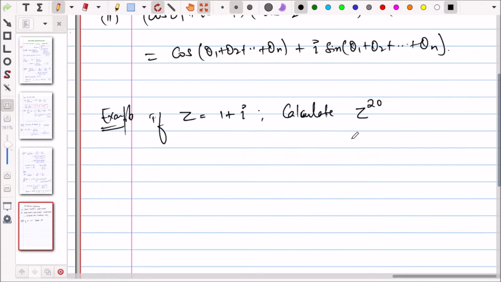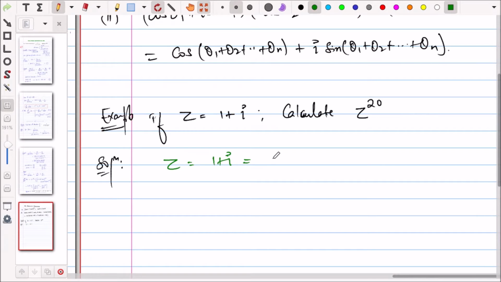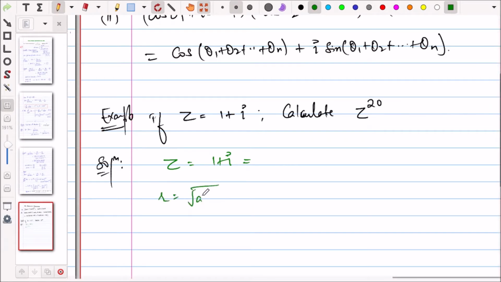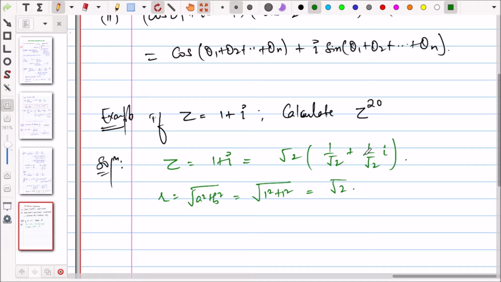Yes, polar form. So what will this be in polar form? You have done this. What will be r here? r is root of a square plus b square, which is 1 square plus 1 square, which is root 2. So this can be written as root 2 (1 by root 2 plus 1 by root 2 i). This is cos theta and this is sin theta. So when sin theta is equal to 1 by root 2 and cos theta is equal to 1 by root 2, theta is pi by 4.